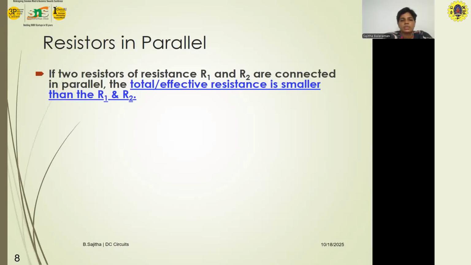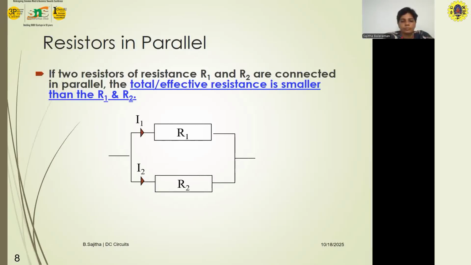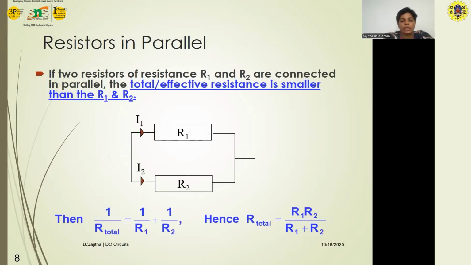If two resistors of resistance R1 and R2 are connected in parallel, the total effective resistance is less than R1 and R2. Here I1 and I2 are the currents flowing through the resistances R1 and R2. The total effective resistance is 1 by R1 plus 1 by R2, which can be simplified as R1 R2 by R1 plus R2.